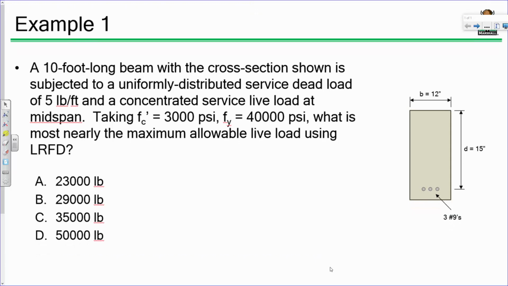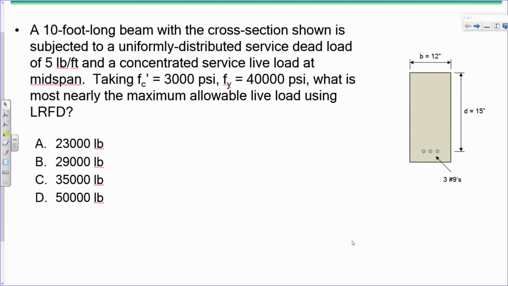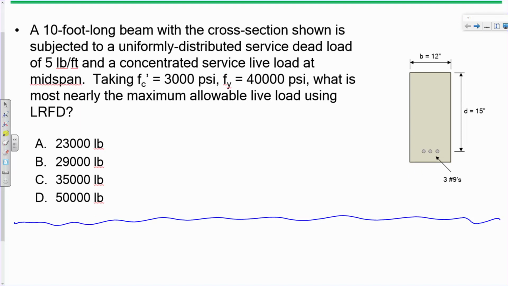All right, so here's the problem. Let's see what we can figure out. Now, one of the most fundamental things that you need to keep in mind with structural engineering is that we always look at this from two sides of the equation. On one side we have the loads, and on another side we have the resistances. Since we're dealing with concrete design, I'm going to start with the resistance. And by resistance, what I mean is what is phi Mn.